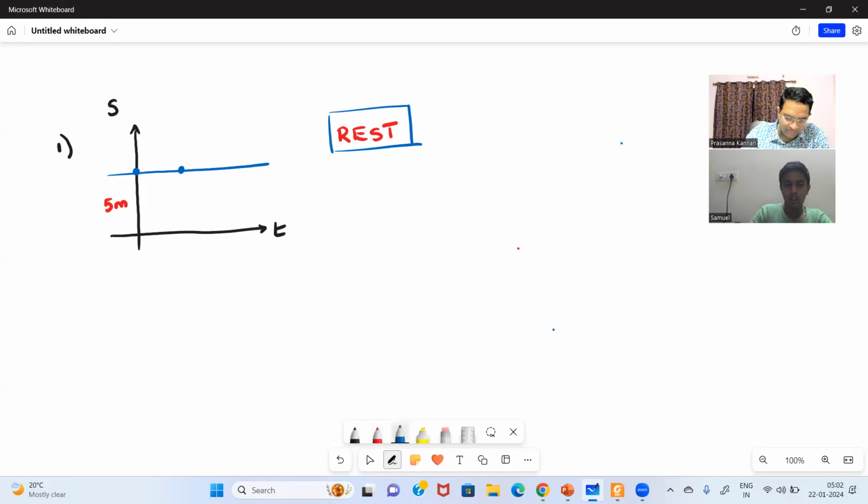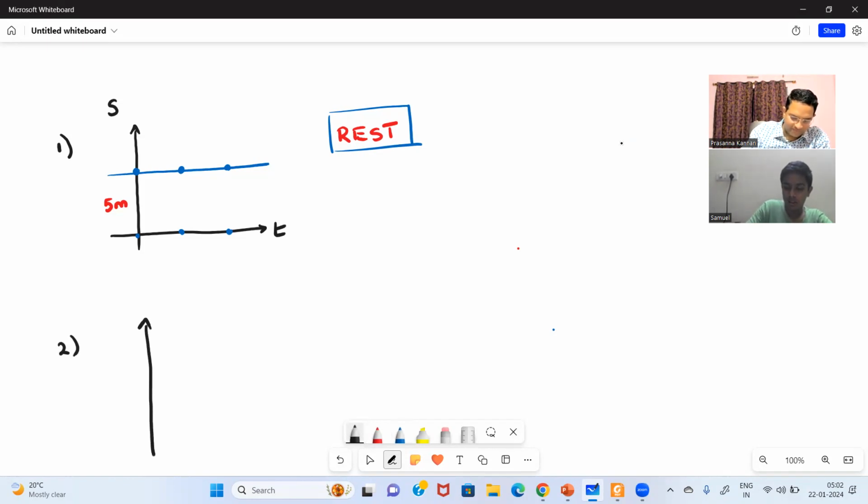What is the value here? Also 5 meters. Yes. What about here? 5 meters. So although the time is changing, right? Time is changing, right? Right. But where the particle is, that position is not changing, correct? Yes, sir. Therefore, the body is not moving with respect to time. Therefore, it is at rest. Yes. Clear? Yes, sir.